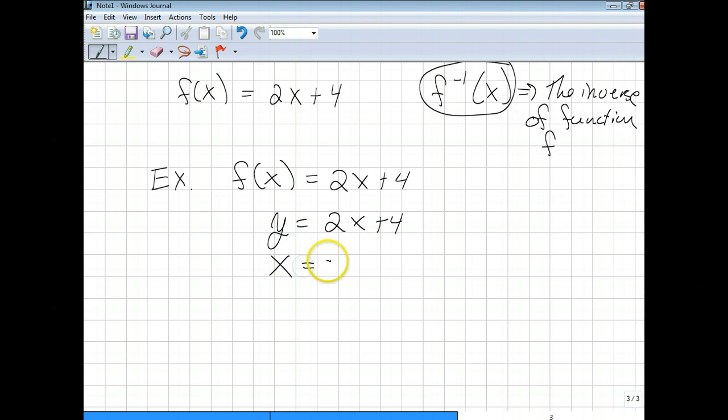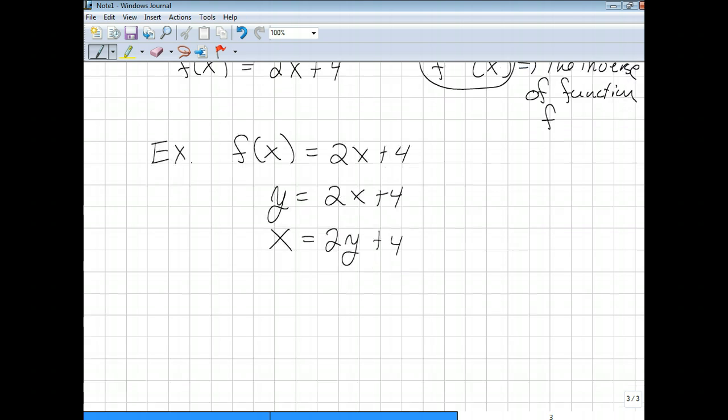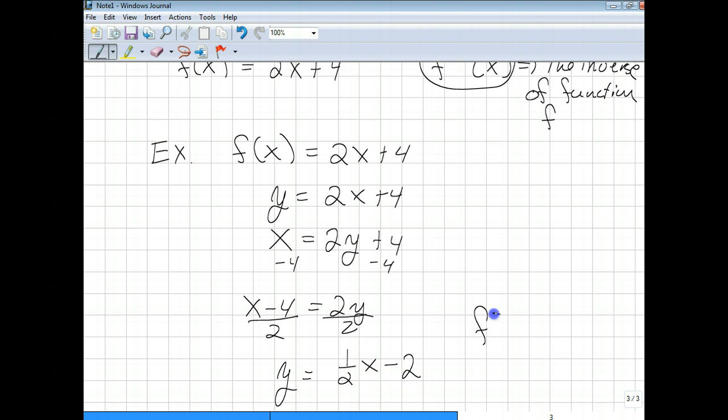So you get x equals 2y plus 4. Now you solve for y. You want to get y all by itself. So subtract 4 from both sides, and then divide everything by 2. So you get y equals 1/2 x minus 2. So f inverse of x is equal to 1/2 x minus 2.